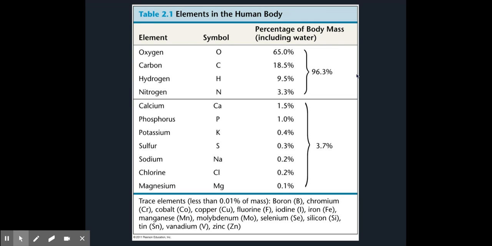If we break it down again, the less than 4% is made up of the other elements: calcium, phosphorus, potassium, sulfur, sodium, and chlorine, as well as magnesium. Less than 0.01% is going to be all these other elements, a slew of them. Other notable ones: iron, iodine, copper, cobalt, zinc, molybdenum, selenium, silicon, and so on. Those are very minor in the grand scheme of things, but basically the bulk of us is made up of those four elements with a little bit extra thrown in there as well.